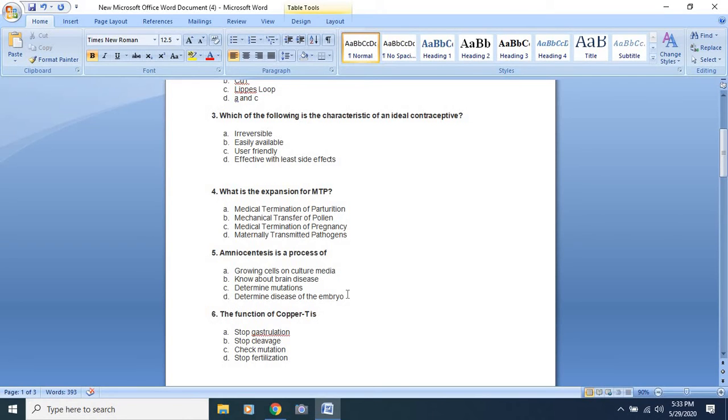that is, in order to determine the disease of the embryo, that is the growing embryo, or in order to determine the sex of the particular growing embryo, this amniocentesis technique is used.